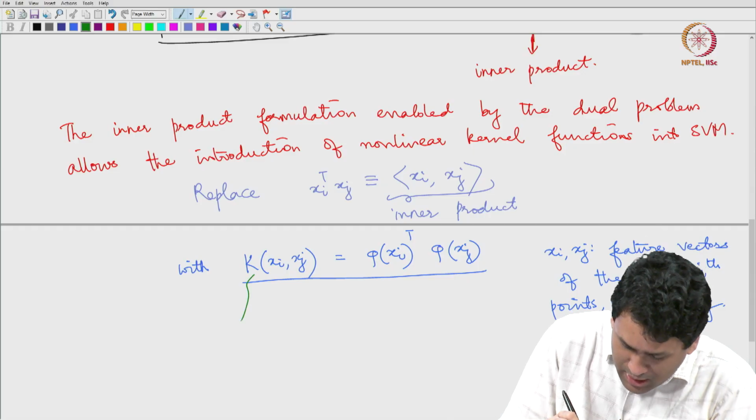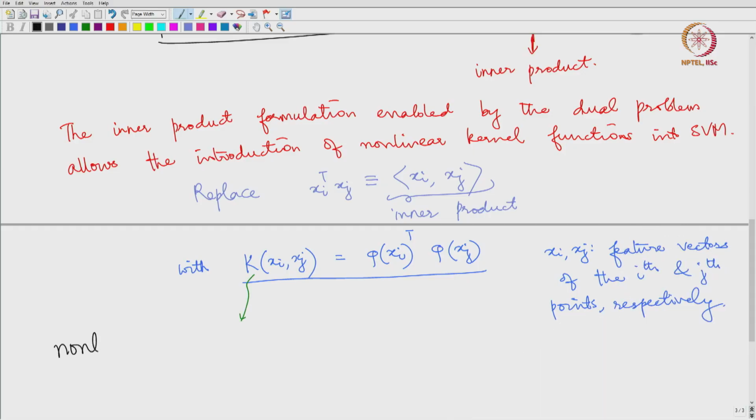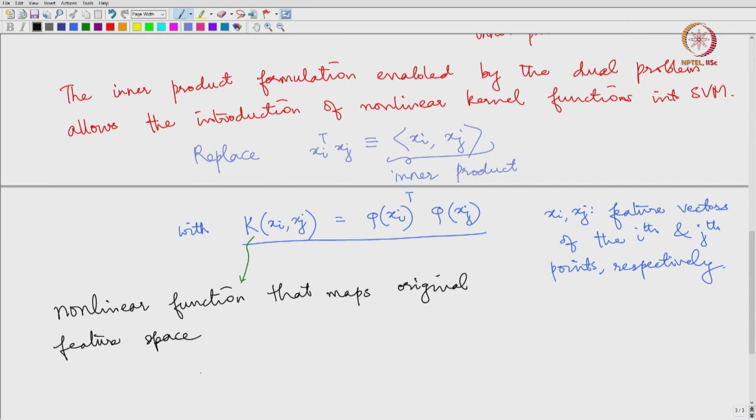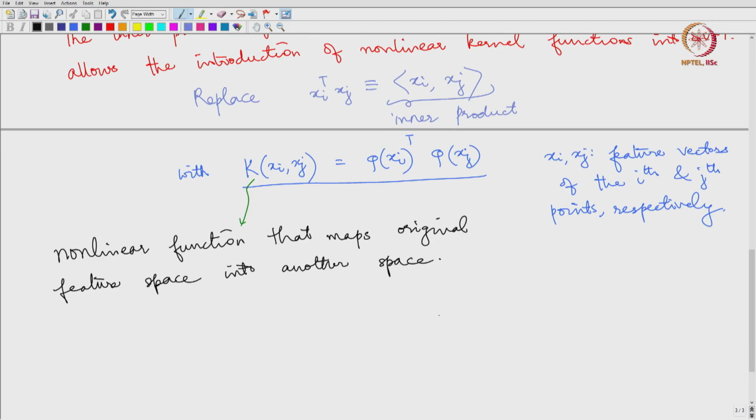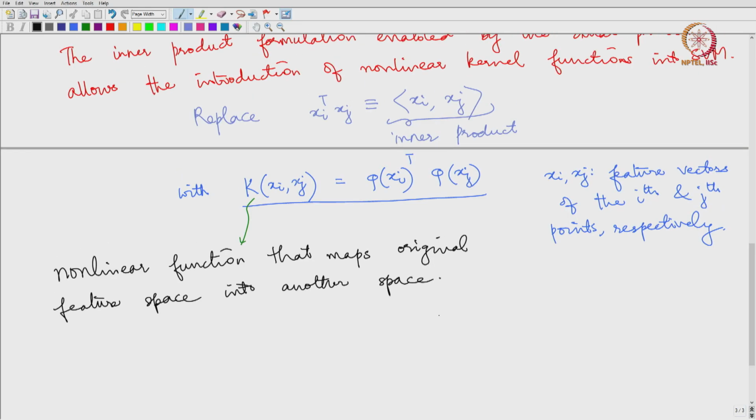So this k is essentially a nonlinear function that maps the original feature space into another space. Essentially it is a transformation on the features and you can apply any sort of transformation. So that is basically what is happening here. Now of course this k of xi, xj can be any function. So if this were simply the original inner product xi transpose xj, then you recover the linear SVM.